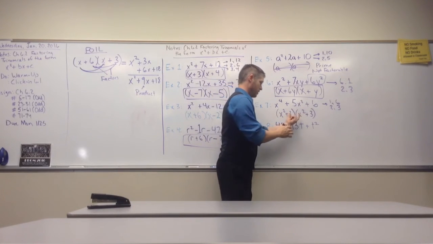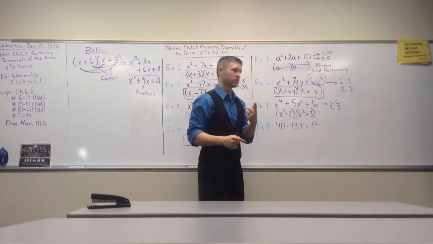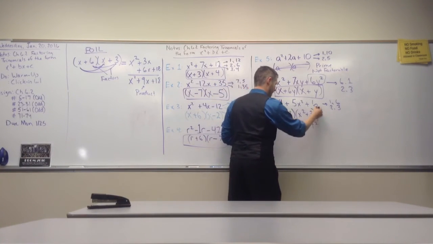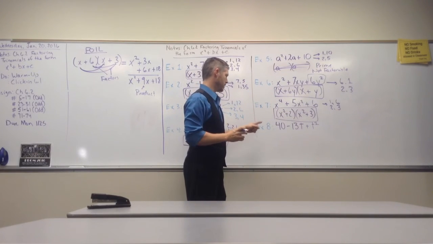If I FOIL this out, I should get 5x squared, and then multiplying x squared times x squared gives me an x to the 4th power. This is my factored form of that right there. Okay? Example 8.